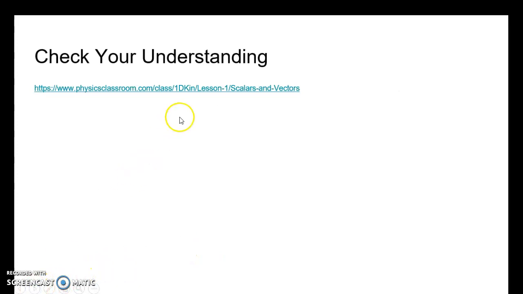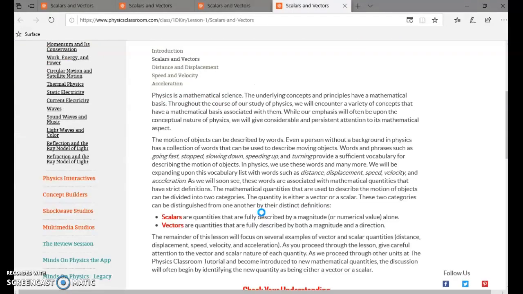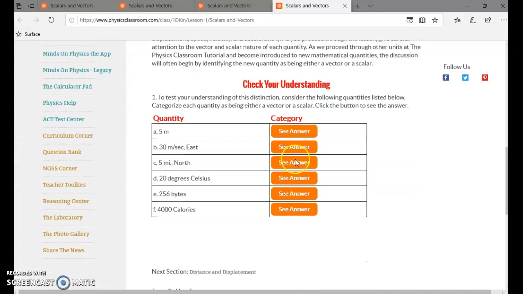So very quickly, let's take a look at scalars and vectors. I'm using the Physics Classroom, which you can get onto anytime you like. I want you to do this yourself, so pause the video here and think about what you think the answers are to these six items. Okay, since you've paused, let's talk about them now.